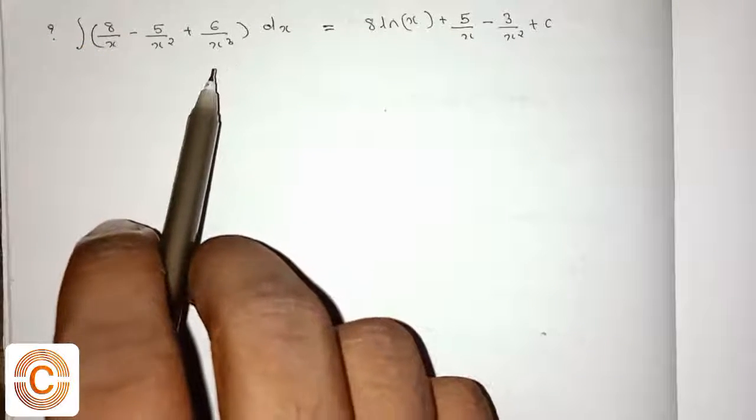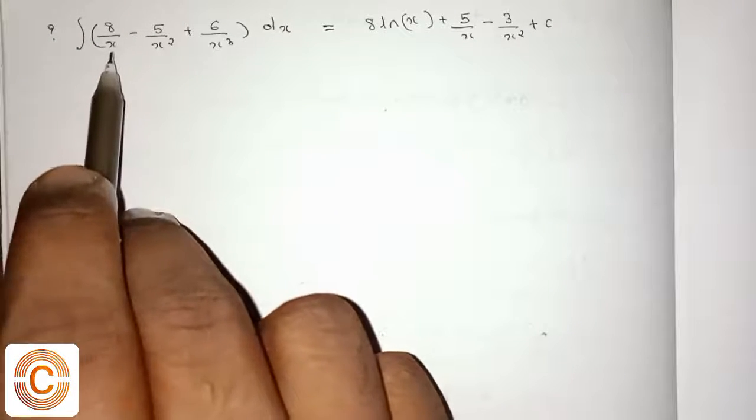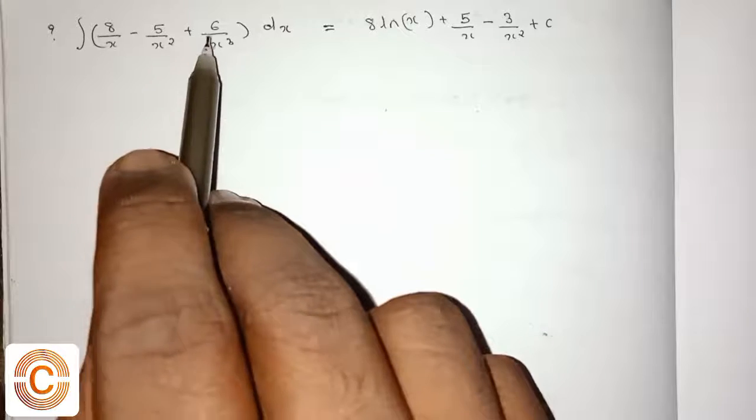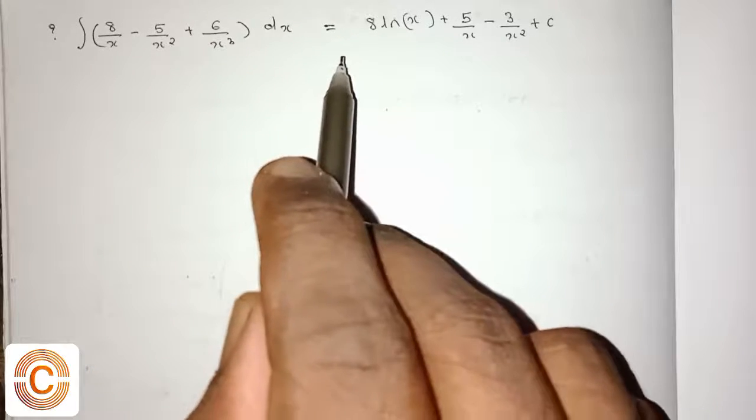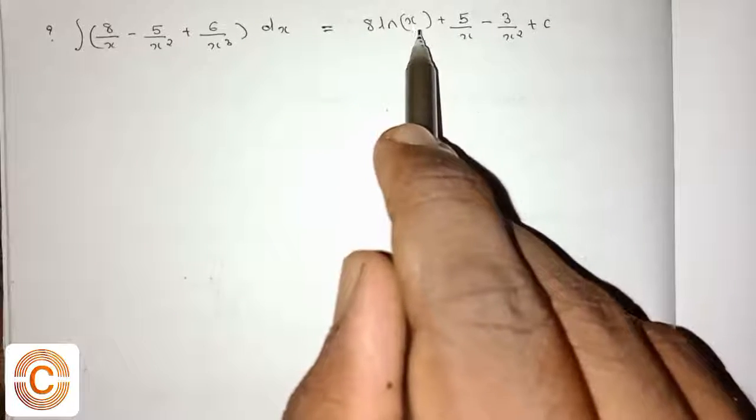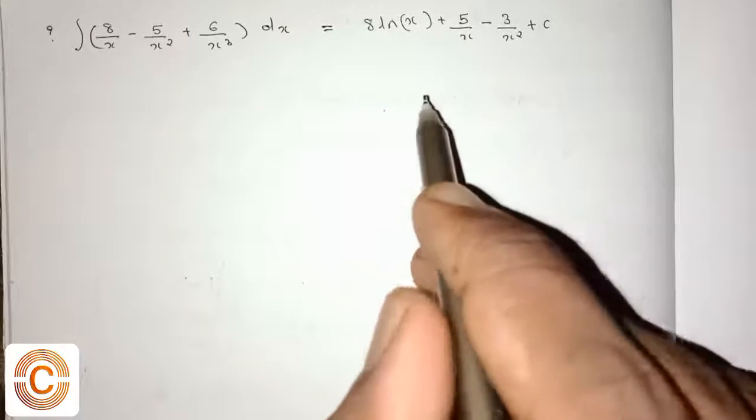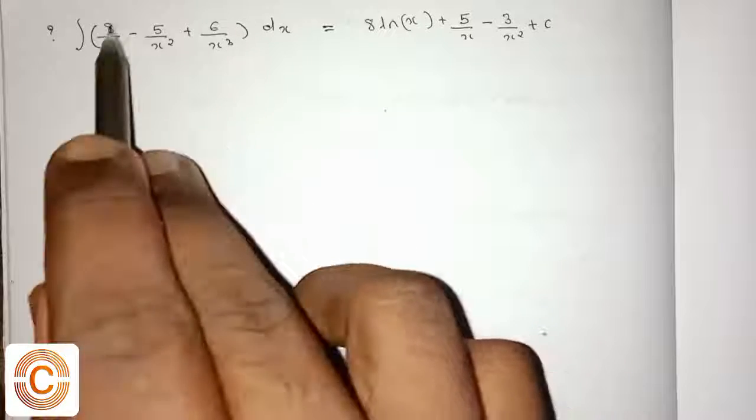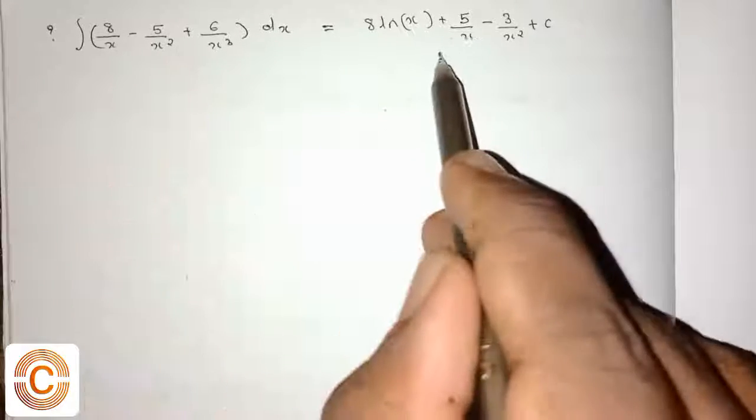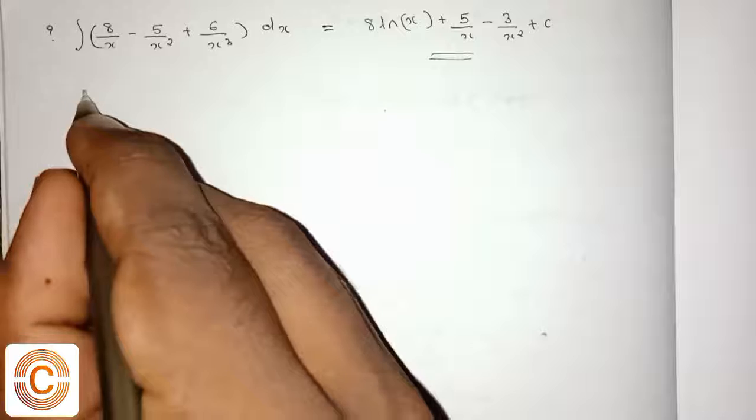In the next question, we want to find the integral of 8 divided by x minus 5 divided by x square plus 6 divided by x cube dx, which is equal to 8 into natural log of x plus 5 divided by x minus 3 divided by x square plus c. So let's find the integral of these and prove that it is equal to these terms. So the solution.